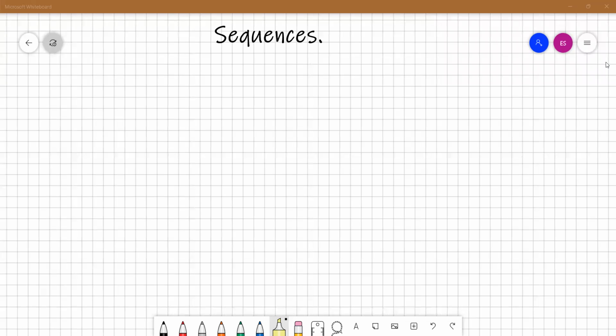Hello, everyone. Today we are going to talk about sequences. So what is a sequence? Well, there are many different definitions of a sequence. Normally, it's an ordered set of numbers. We are going to give a next definition.